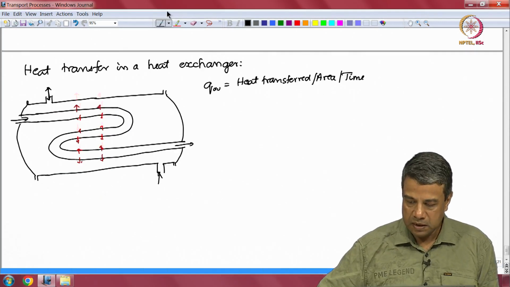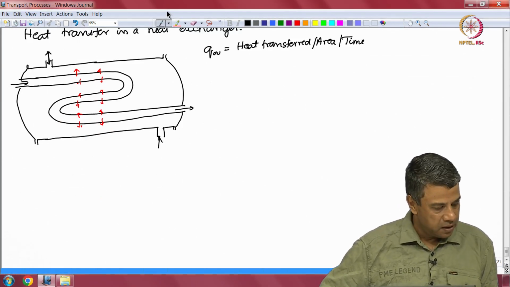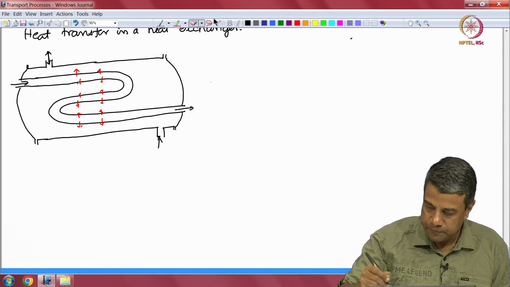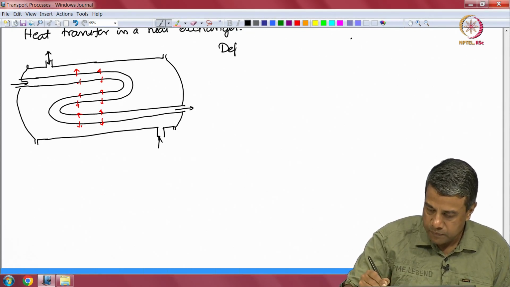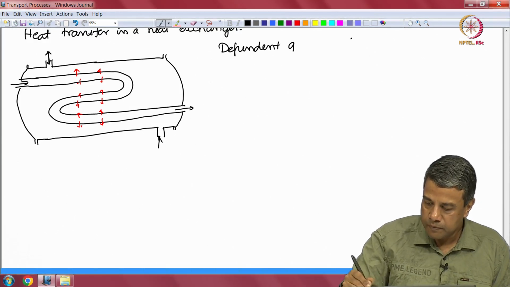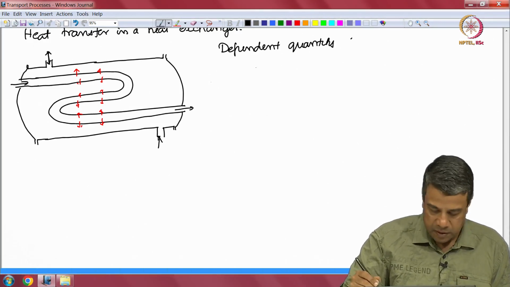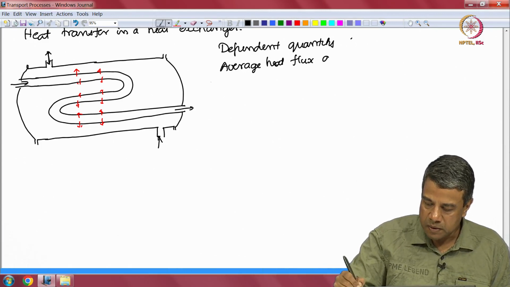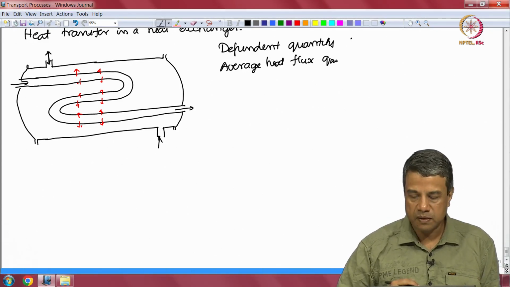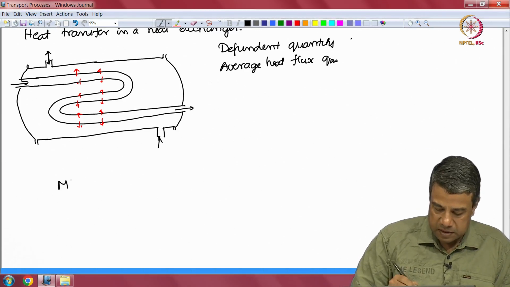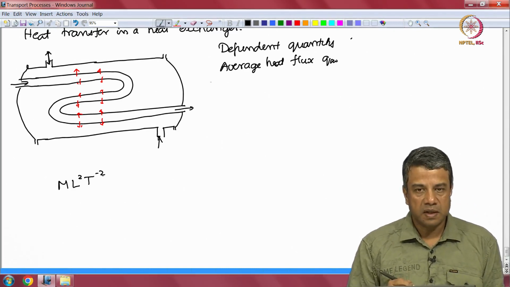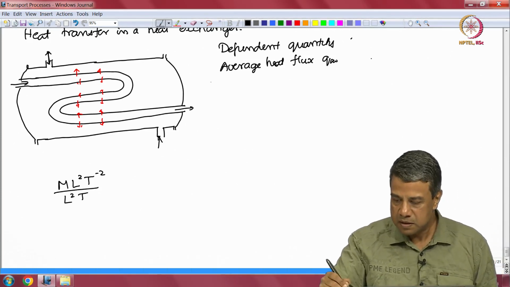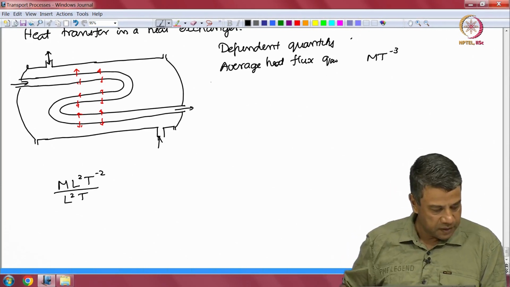The dependent quantity, what we want to find out. So let me just write that again. Average heat flux, Q average, energy per unit area per unit time. Note that energy has dimensions of mass, length square T power minus 2. Mass, length square T power minus 2 is the force into distance, divided by area into time. So, this has dimensions of m t power minus 3.